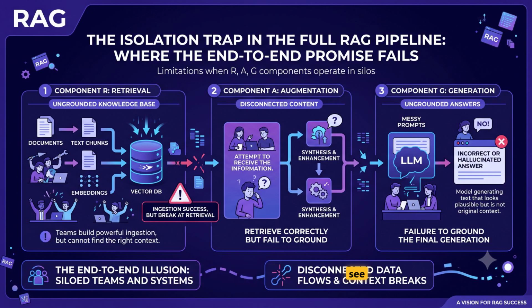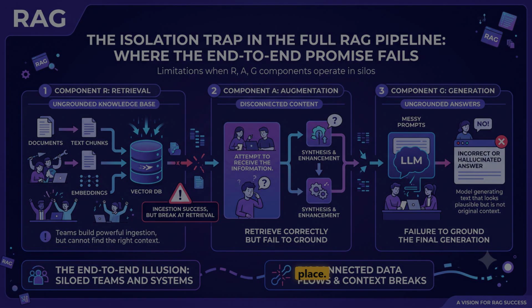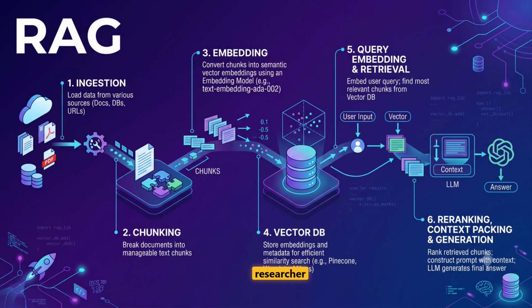Now that you see how isolated components ruin generation, let's look at the exact chunking strategies that cause these retrieval failures in the first place. Imagine hiring a brilliant researcher who knows history inside out, but giving them today's newspapers to read right before answering your questions. That is what a complete end-to-end pipeline actually does.